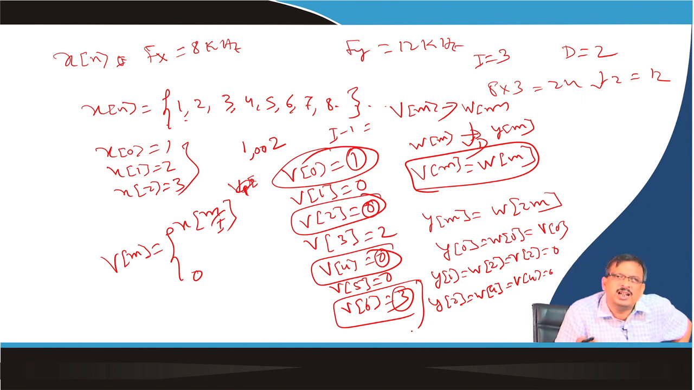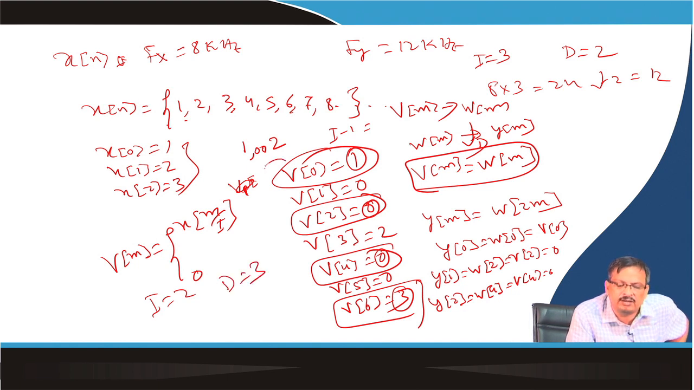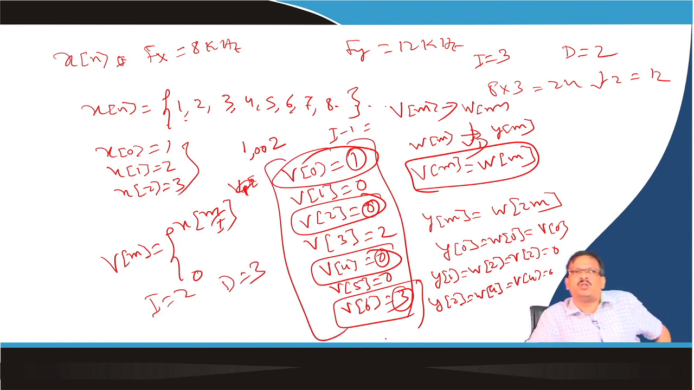Now, if I give you another signal x of n, with I equal to 2 and D equal to 3, and W of m is equal to V of m, compute the sequence of Y of m. You can do that.